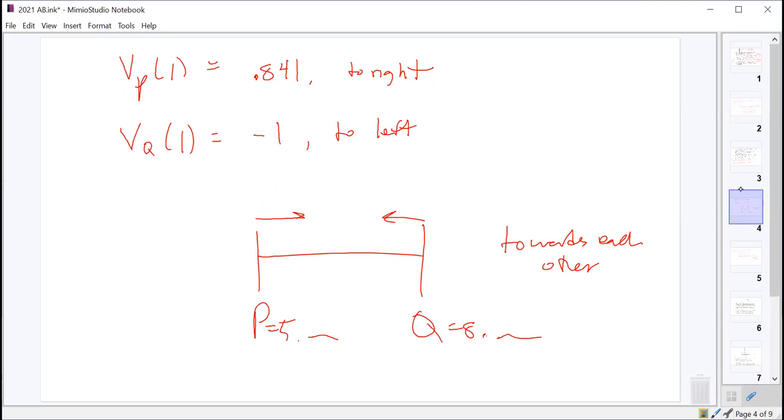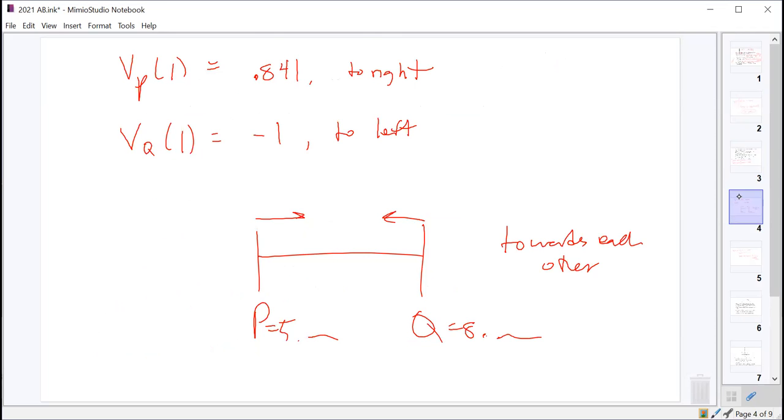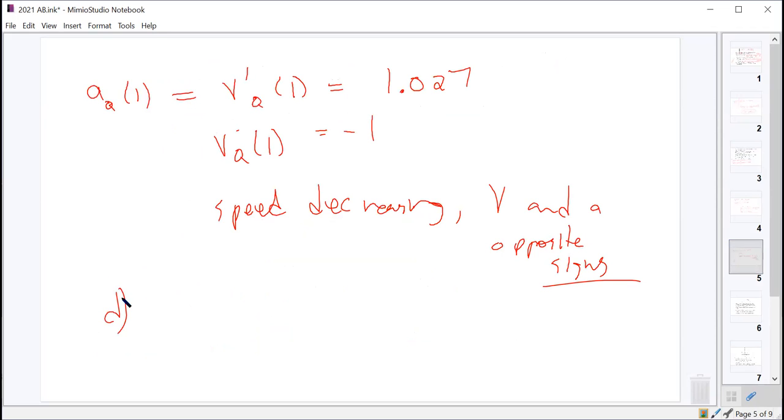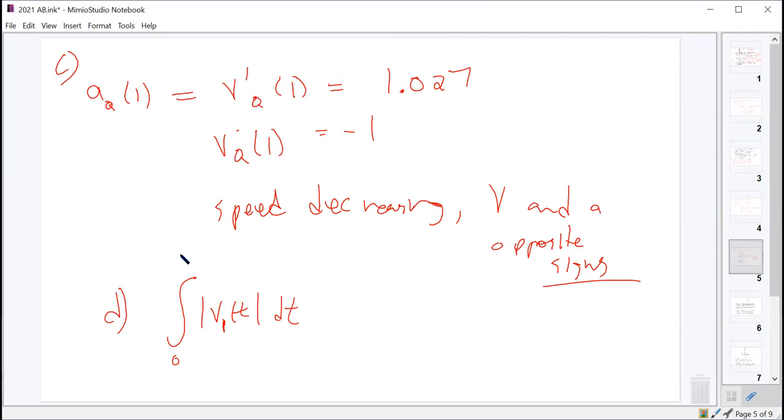Wonderful. And was it part D? Yeah, that was part D. Find the total distance traveled by particle P from 0 to pi. So total distance traveled is an integral of the speed. So for part D, we're going to integrate the absolute value of the velocity of, what was the particle? Was it P or Q? P. So the integral of the absolute value of v sub P of t, dt, from 0 to pi. And what did that come out to be?